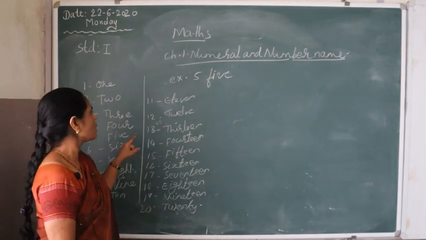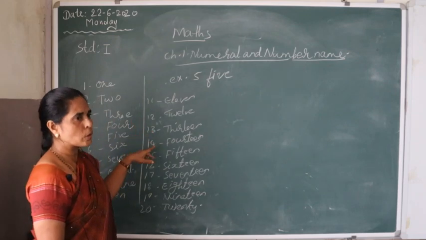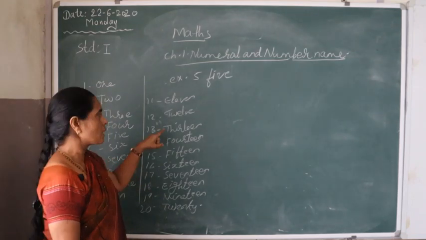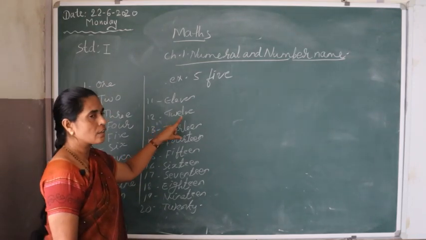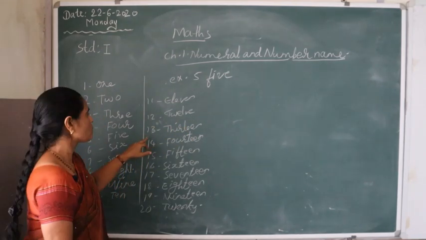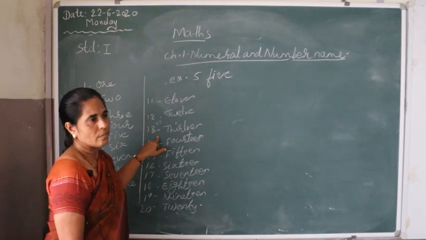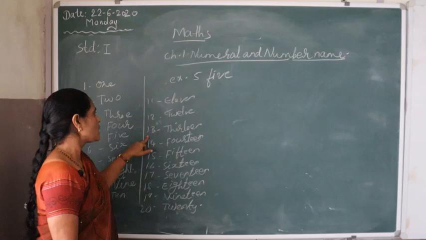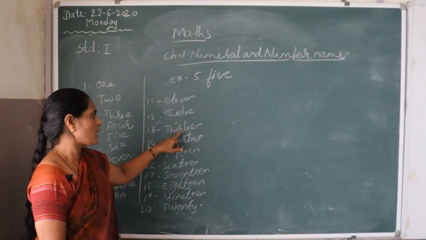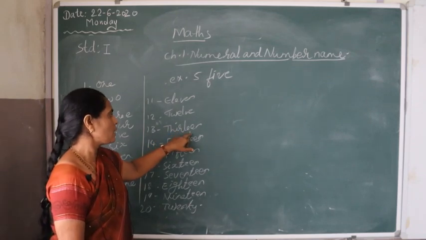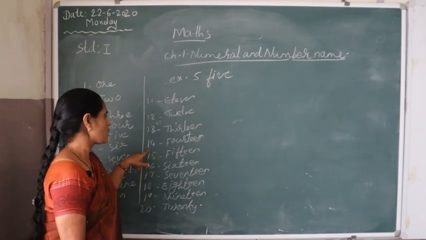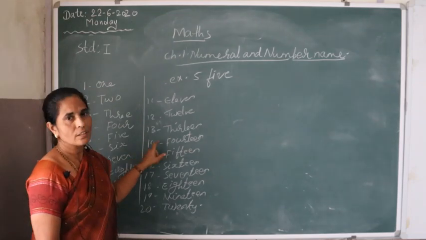Next one is here, after 11, 12. 1, 2, 12. That means 1 ten and 2 ones make 12. Spelling is here, T-W-E-L-V-E, 12. Next one, 13. 1, 3, 13. That means 1 ten and 3 ones make 13. 1 is in tens place, 3 is in ones place. Then spelling is here, T-H-I-R-T-E-E-N, 13.